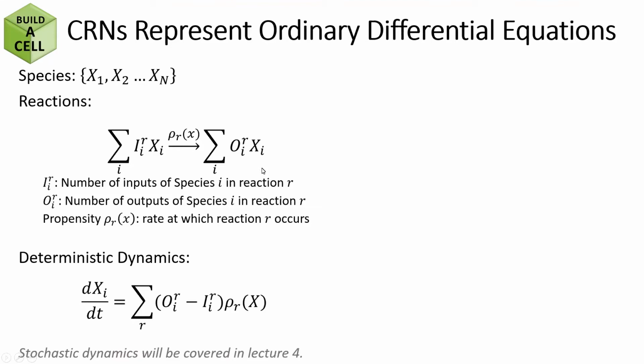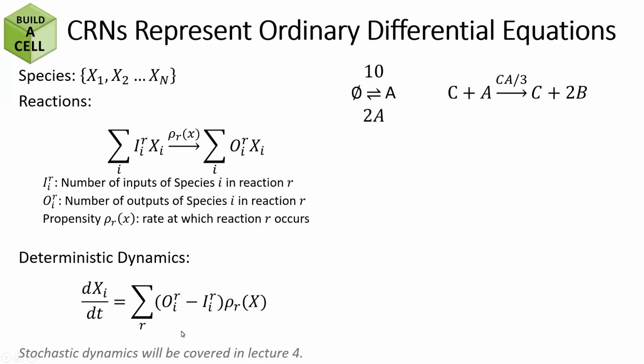And this lets me write down a dynamic equation in the form of a differential equation. So the change in x_i with respect to time is equal to the sum over all my reactions of the outputs minus the inputs, the change of species i due to that reaction, times the rate at which that reaction occurs. So this is a pretty simple differential equation formula. These can get very complicated when you actually write them out. And there's also stochastic semantics, which I'll talk about in a later lecture.